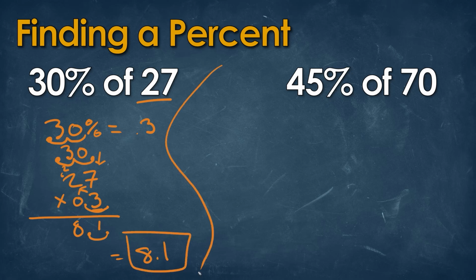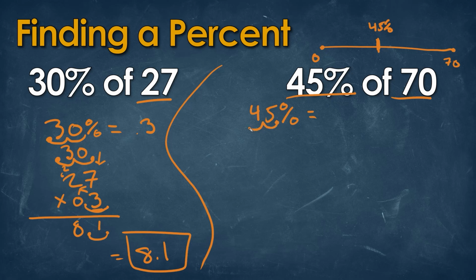Moving on to the next example, we have 45% of 70. If we look at this in terms of a number line from 0 to 70, we want to figure out where 45% lies. So from 0 to 70, where would 45% be? For us to do that, we have to convert 45% into a decimal, meaning we take the decimal point after the 5 and move it over 2 places. Once we do that, we have 0.45 as a decimal.